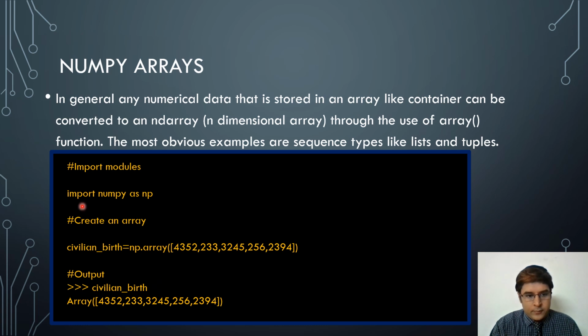So basically we write like this: import numpy as np. NumPy is the library, and as np means it is an alias. np is the alias for numpy. So whenever you want to use numpy, we simply write np dot and use the method.